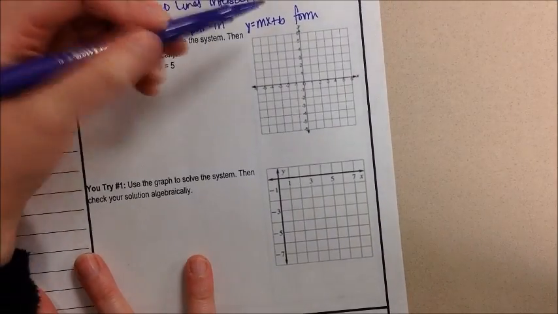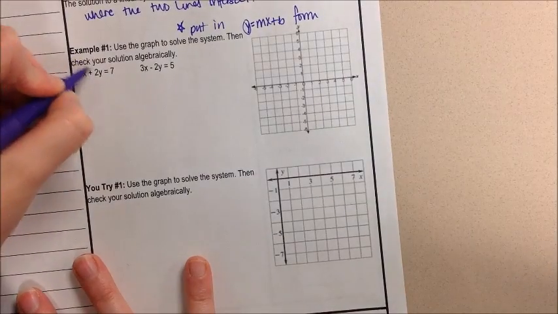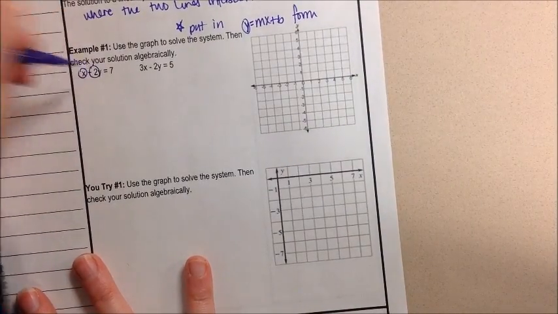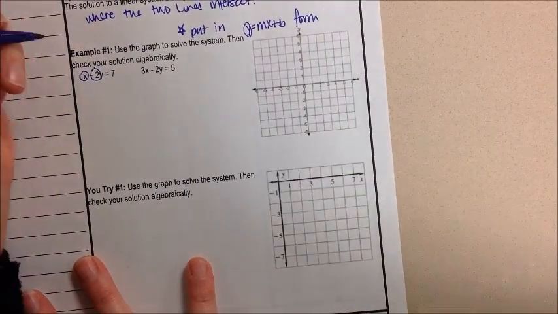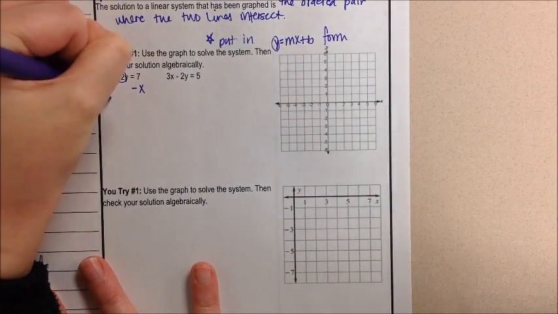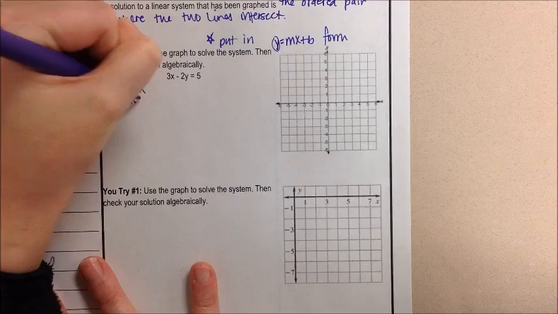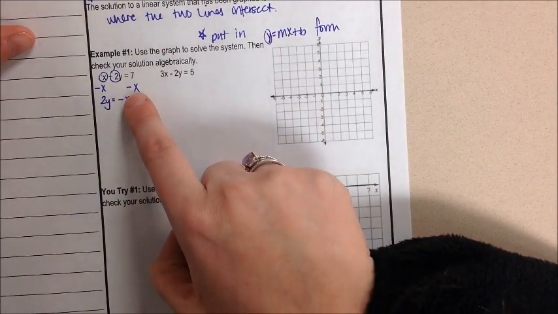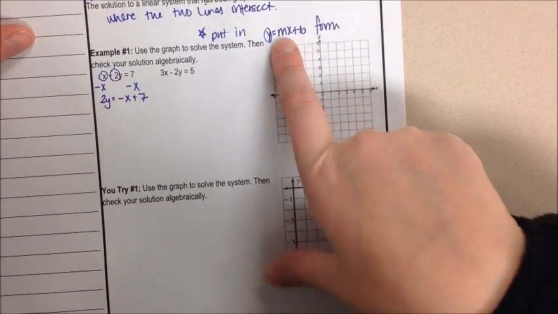So remember, I need to get y by itself. First thing I'm going to have to do here is get rid of the x, and I'm going to have to get rid of the 2. But I got to get rid of the x first, okay? So I'm going to subtract x from both sides. And then we have 2y equals negative x plus 7. Remember, I always put the x first because it comes first in the form.